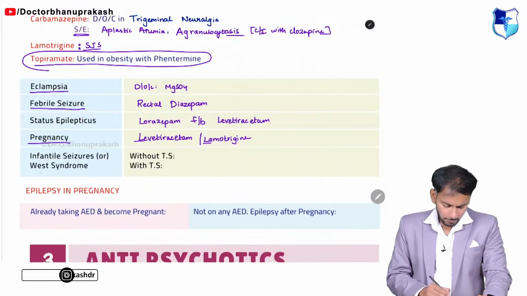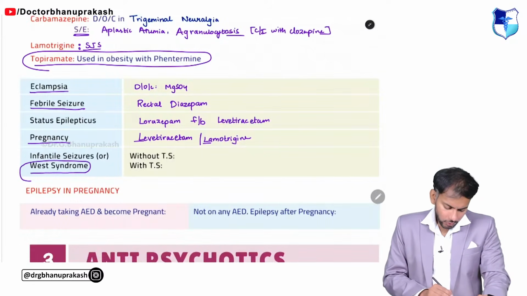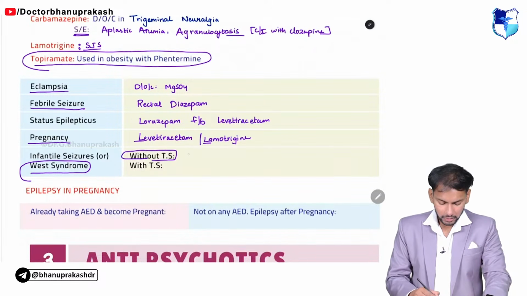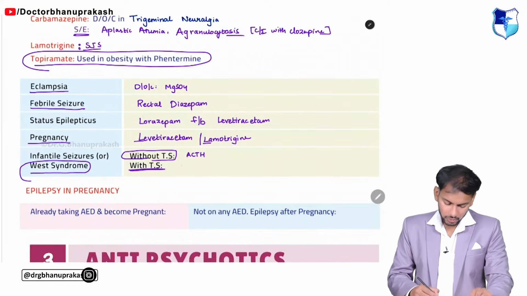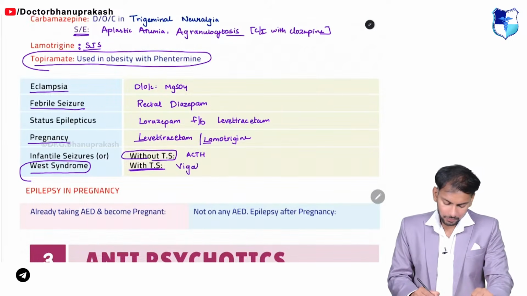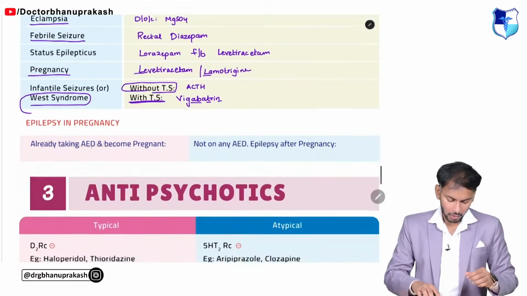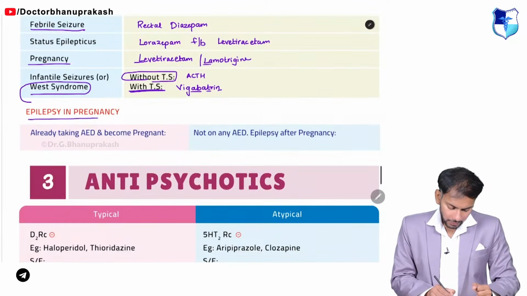Now, coming to infantile seizures or West syndrome. If we don't know the cause of West syndrome, and it does not have tuberous sclerosis, it is ACTH. But if it is with tuberous sclerosis, this is going to be vigabatrin. We already talked about vigabatrin. It is a GABA transaminase inhibitor.